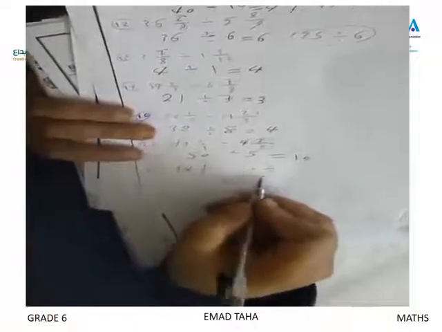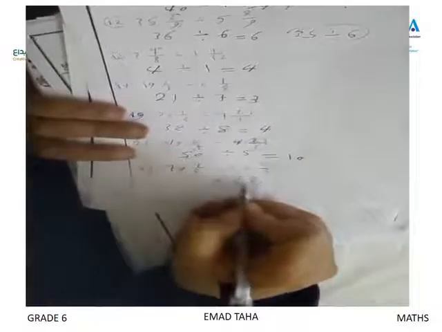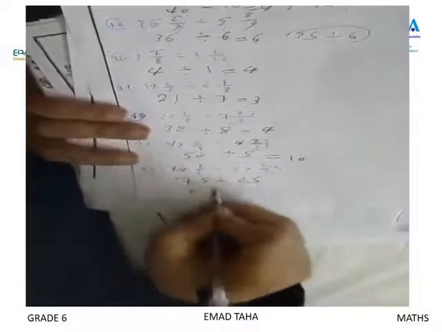24 and 2 over 5 and 74 and 7 over 8. This number is closest to 25 and this number is closest to 75. So 75 divided by 25 equals 3.